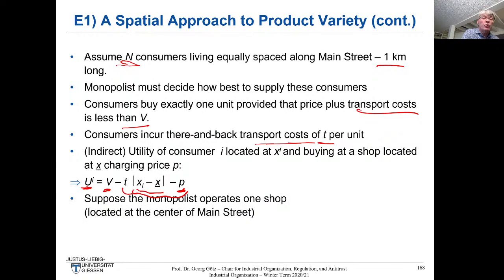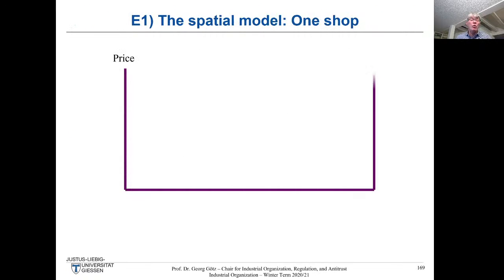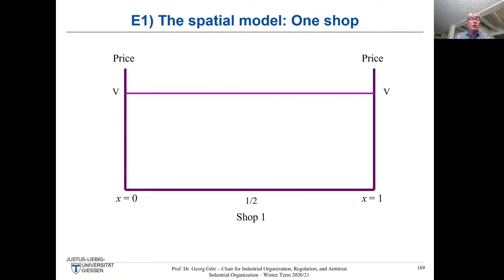And suppose the monopolist just operates one shop. Then of course it's clear that it will operate it in the center of the main street, because otherwise we wouldn't minimize the maximum transportation cost. It's obvious. The question is then what would be the optimal price, and that's what we look into right now, and that's where you finally see our nice linear city.